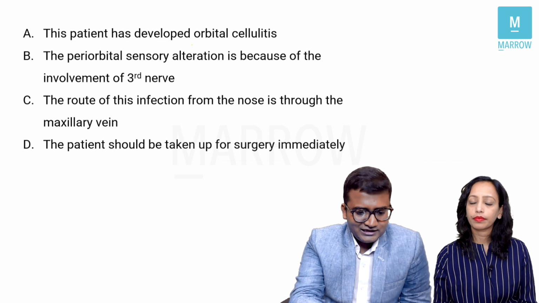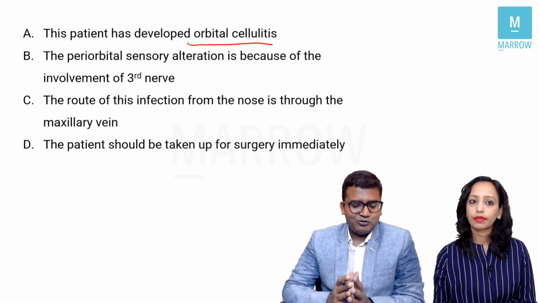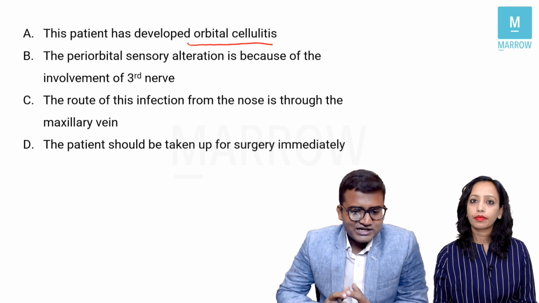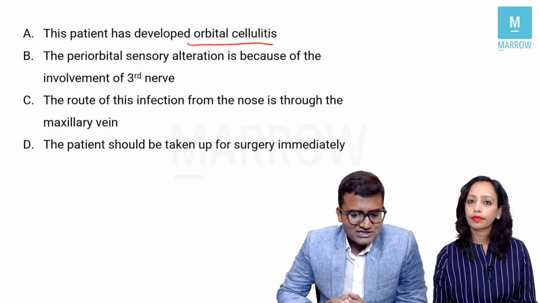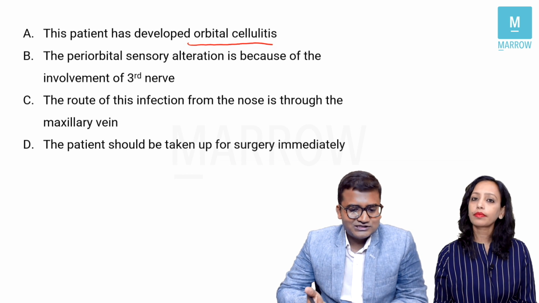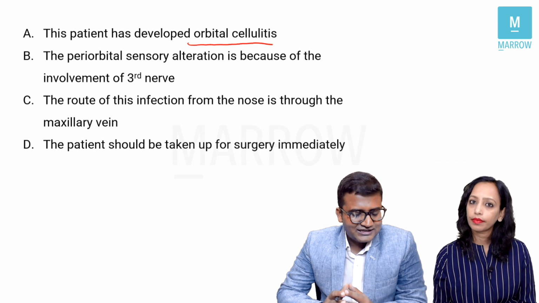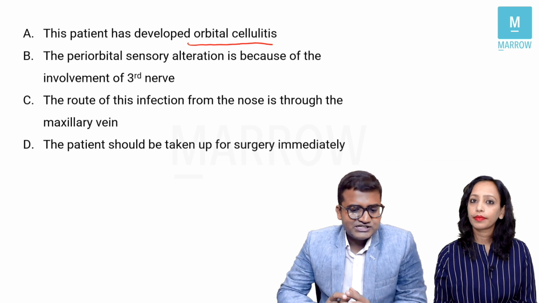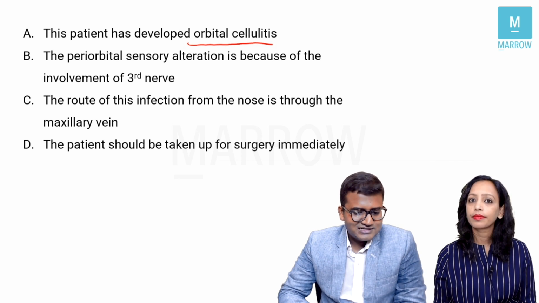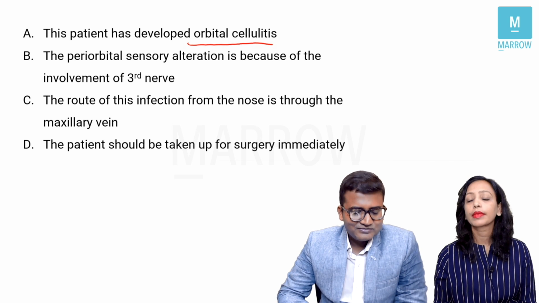Now see option A. The patient has developed orbital cellulitis. Now ma'am, I have one doubt. How to differentiate orbital cellulitis and cavernous sinus thrombosis, madam? Third nerve, fourth nerve, sixth nerve, and ophthalmic nerve, the same structures are passing through the superior orbital fissure and the cavernous sinus. How to differentiate orbital cellulitis and cavernous sinus thrombosis, ma'am?